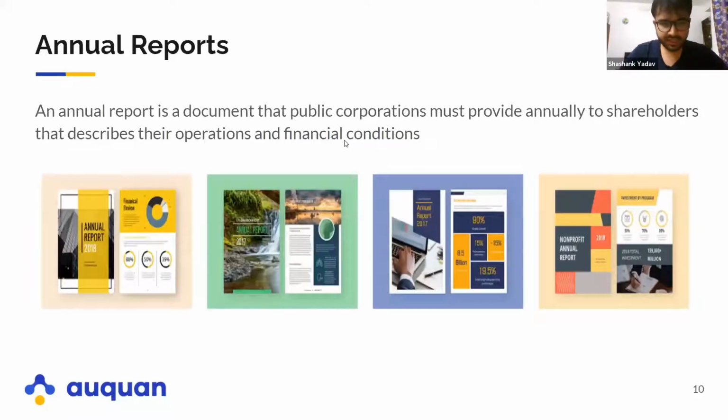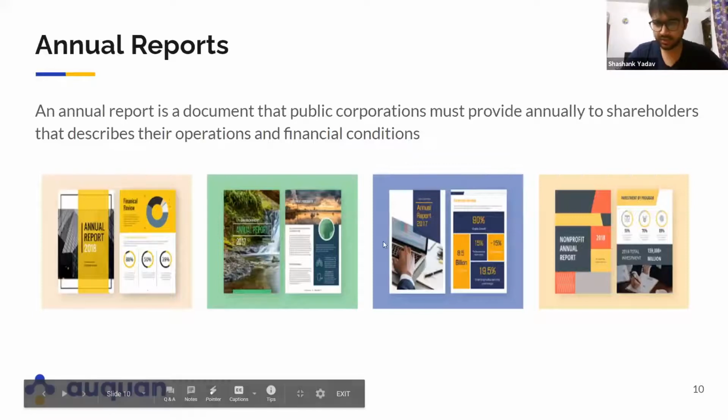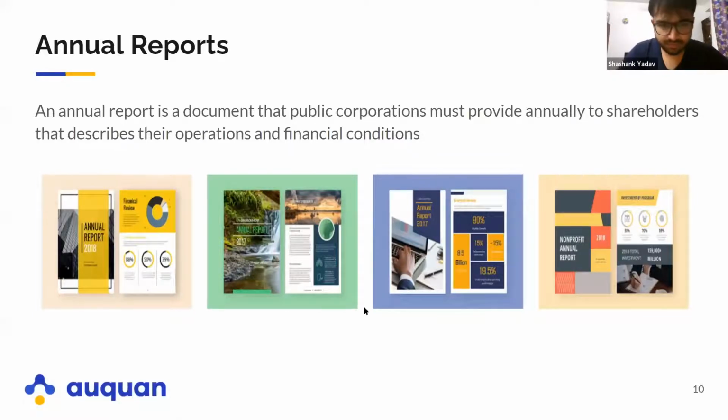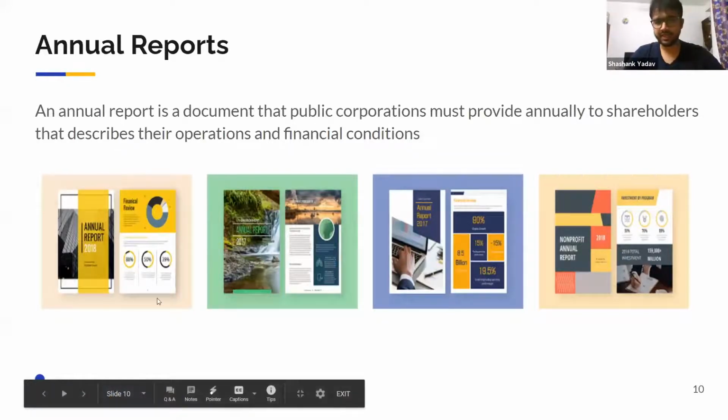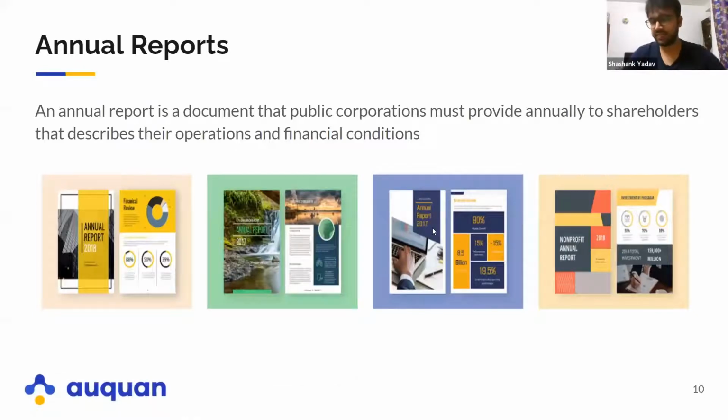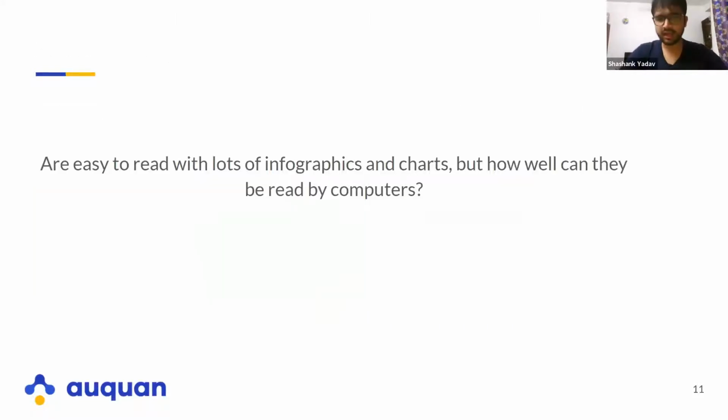As you can see, these are some of the annual reports I've shown here. They contain a lot of graphics and text, and they are pretty easy to read. They are generally longer, 300 to 400 pages, but you can still go through them. But how easy is it for them to be read by machines? Because we want to automate that process of extracting relevant information from these reports.